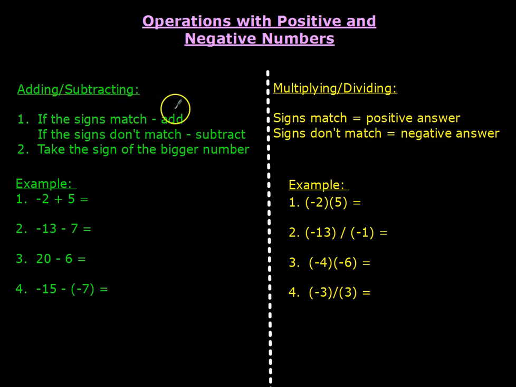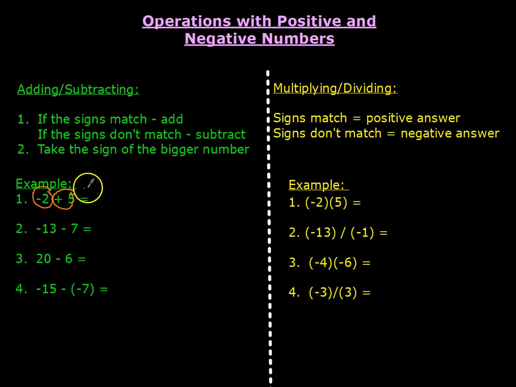If the signs match, you'll add, and if the signs don't match, you'll subtract. So that's step one of adding and subtracting. And then step two is you'll take the sign of the bigger number. So if we look at number one, just going to circle each one. So I have -2 and +5. So these two signs don't match. So I'm going to subtract.